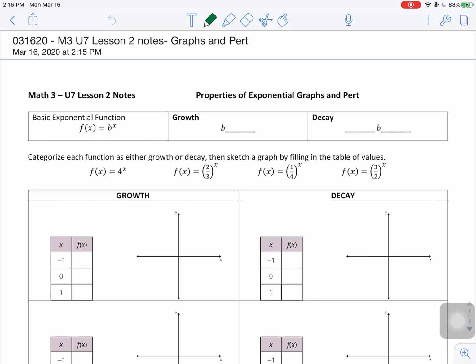Hello, I'm going to split the lesson 2 notes up into multiple videos because Canvas keeps yelling at me for having videos that are too long.